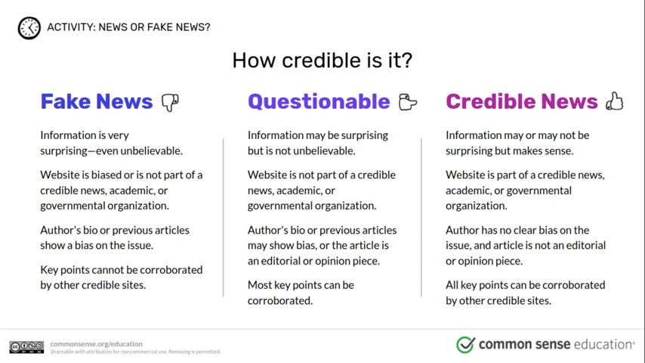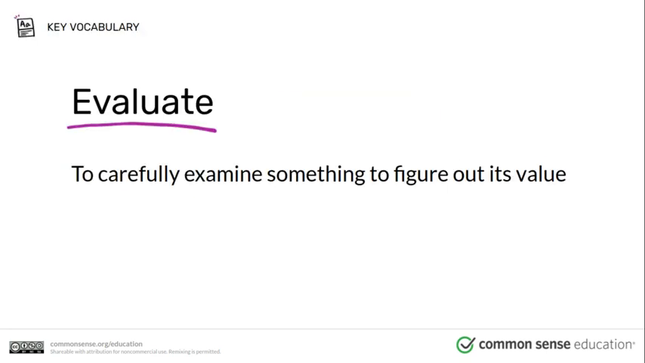What we're looking for is credible, which means it's information that may or may not be surprising, but it does make sense. The website is part of a credible news, academic, or governmental organization. The author has no clear bias on the issue, and the article is not an editorial or an opinion piece, and all key points can be corroborated by other credible sites. This is not an easy task. So we have to evaluate.